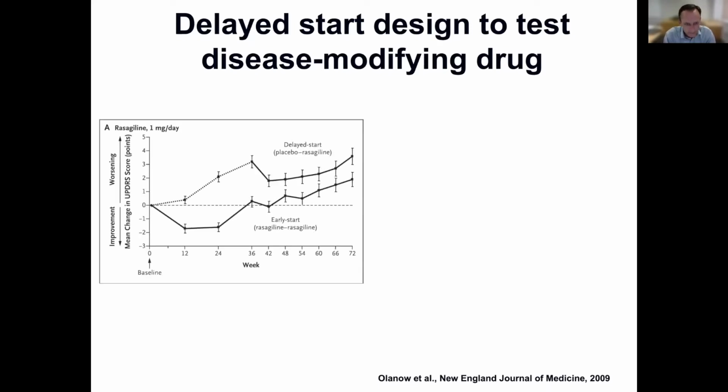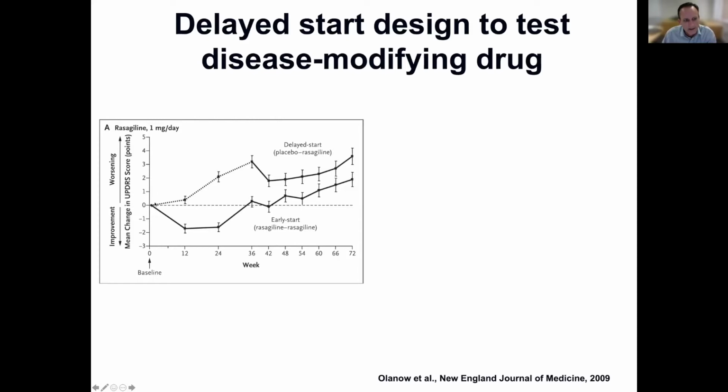So there's a classic study that looked at a medication called rasagiline in Parkinson's disease. It's an inhibitor of the breakdown of dopamine. And it basically looked at a clinical rating scale, which is called the UPDRS, the Unified Parkinson's Disease Rating Scale. Higher scores on this scale mean the patient is getting worse, and lower scores mean the patient is getting better. And in this study, they followed two groups of patients. One was what is called a delayed start paradigm, and the second is an early start group.